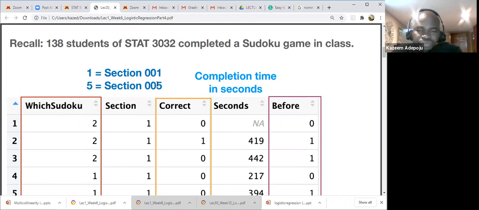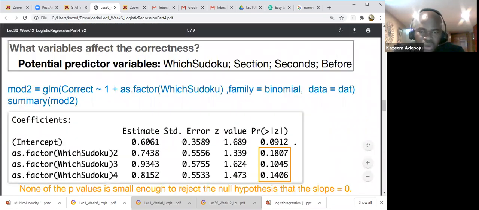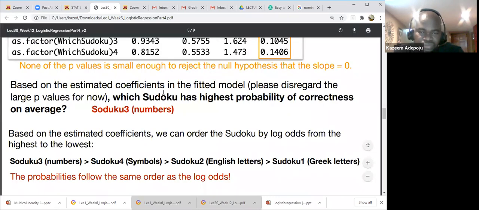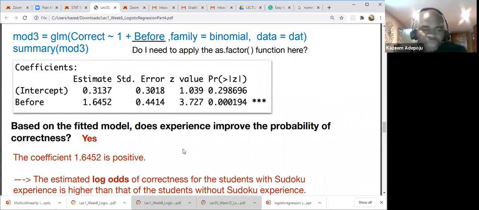Now, based on what we have right now, based on the fitted model, the question is: does experience improve the probability of correctness? Of course, the answer is yes. Yes, because the experience is categorized as before: there are those who have the knowledge of the game, and those who do not have the knowledge of the game. For those who have the knowledge of the game, you can see what you have right here, and it is highly significant.